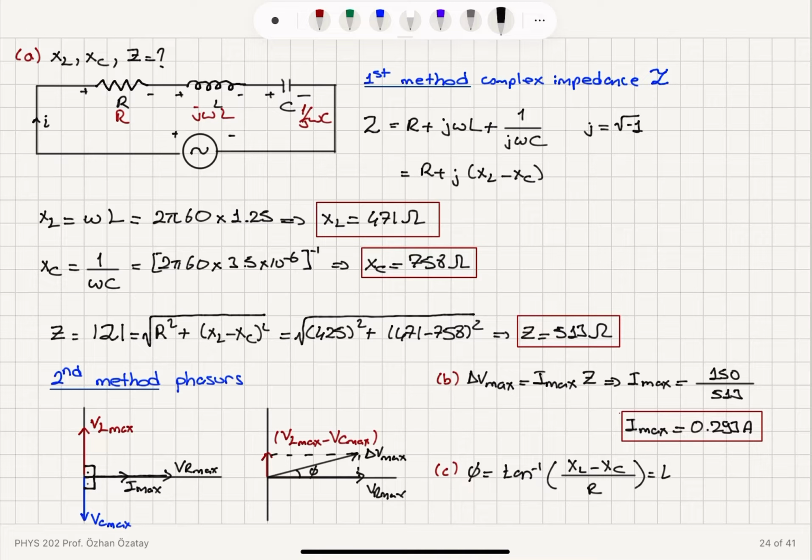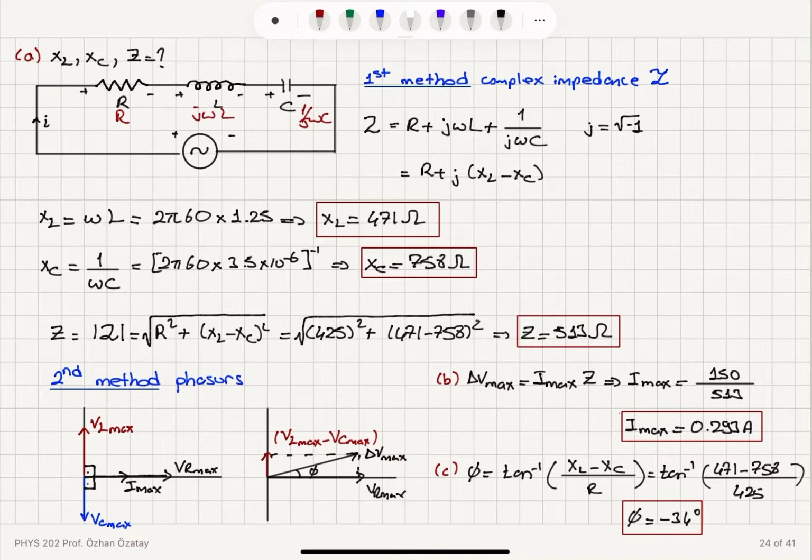That is equal to tangent inverse of, now let's plug in the numbers. XL was 471 ohms, XC was 758 ohms. The resistance is 425 ohms. So this gives me an angle phi of minus 34 degrees. It's going to be a negative number. So phi will be minus 34 degrees.